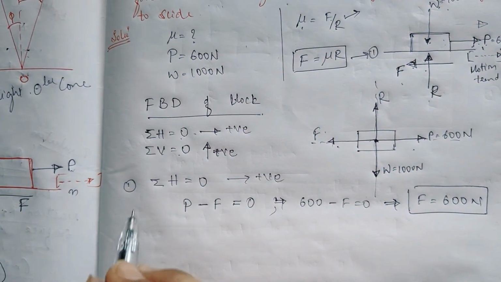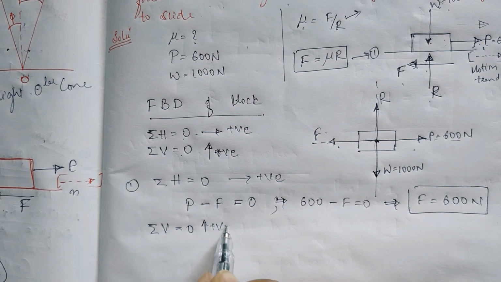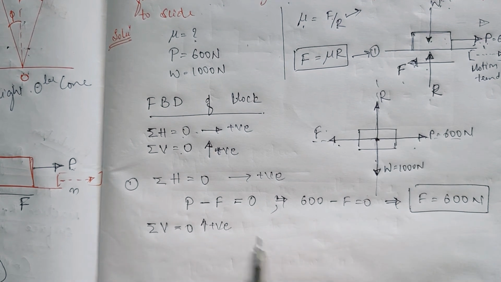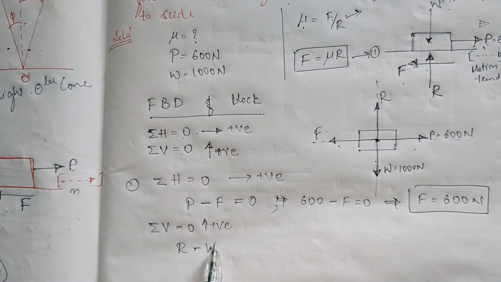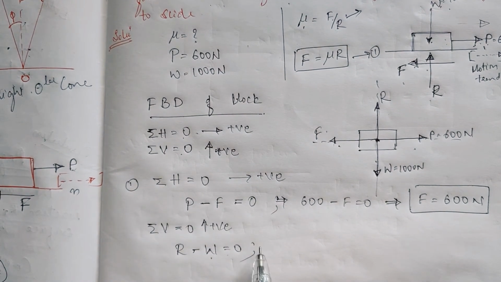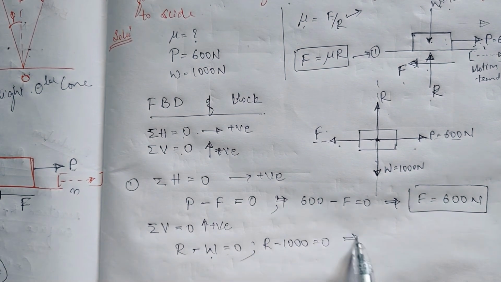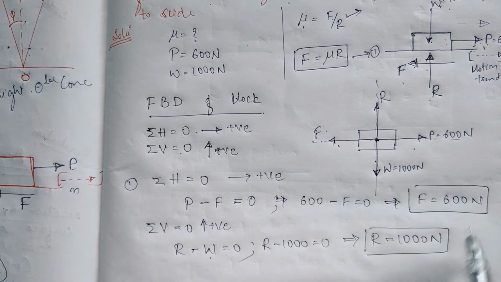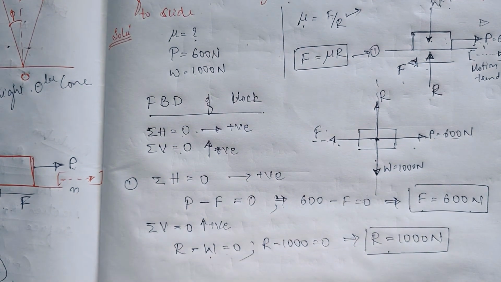Now I'll take another condition, that is summation of vertical force equal to 0, taking upward as positive. So what is the vertical force? So W is the vertical force and R is the vertical force. So I'll get R as positive because upward, minus W is equal to 0, okay. Now I know the value of W. R minus 1000 is equal to 0, which implies R is equal to 1000 Newton. So we got the frictional force F 600 Newton and the reaction R is 1000 Newton, okay.